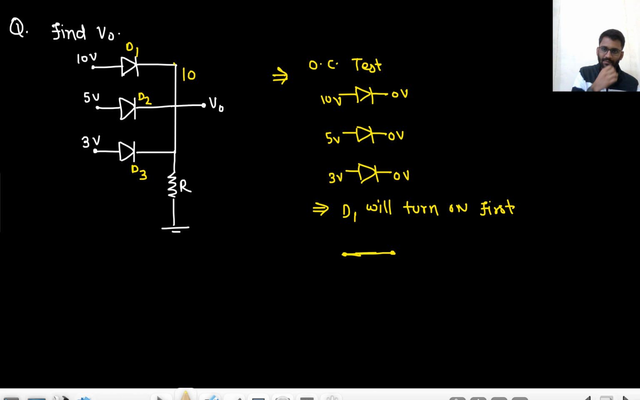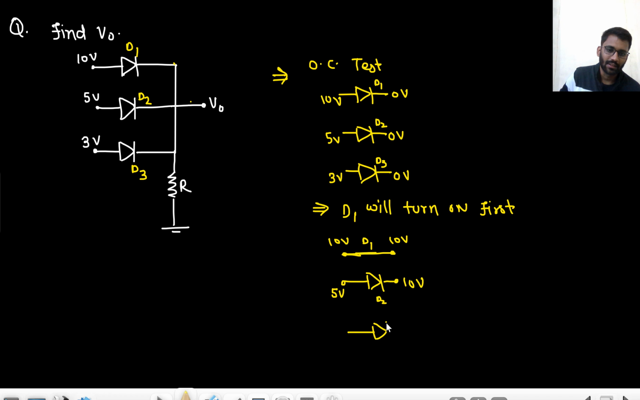So now this potential V0 becomes 10 volt. So here I was having 10 volt and this is also 10 volt. For diode D2, what is the condition now? Here you are having 10 volt and here you are having 5 volt. And for D3, what is the condition now? Here you are having 10 volt and here you are having 3 volt. So see, at N you are having more potential. That means off. At N you are having more potential, that means it is also off.